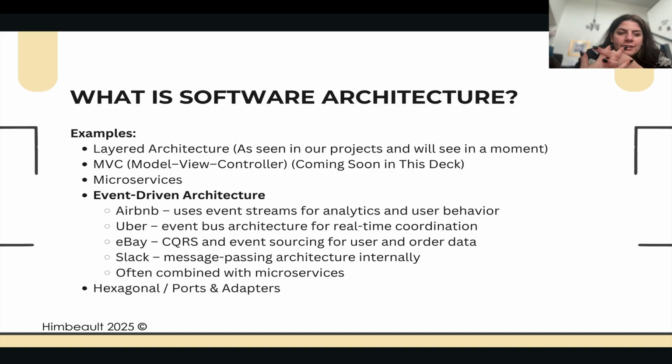Then we have event-driven architectures. So companies like Airbnb, Uber, eBay, and Slack will use event-driven architectures. And so companies like Uber can use event-driven architecture for things like real-time coordination of where cars are at. We've got Airbnb using it for event streams for like analytics and different user behavior when users do certain things. Other analytics can be logged and watched. So we can see that this is often combined with microservices because each microservice can then sort of be living in its own world. And then as events are triggered in different microservices, it can propagate to the right space.